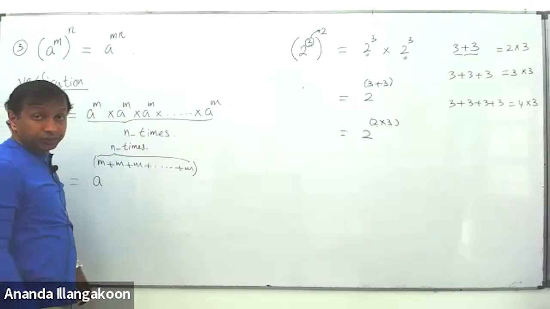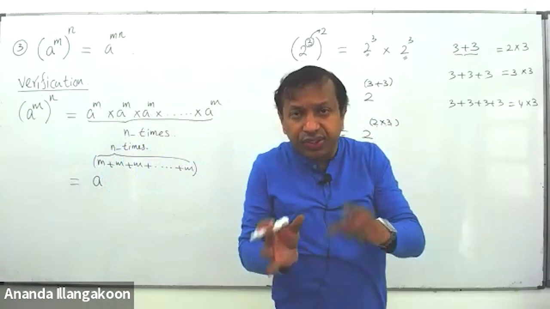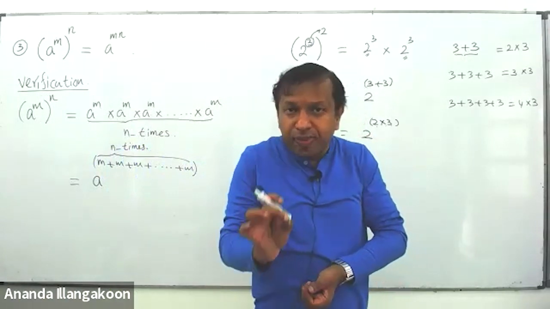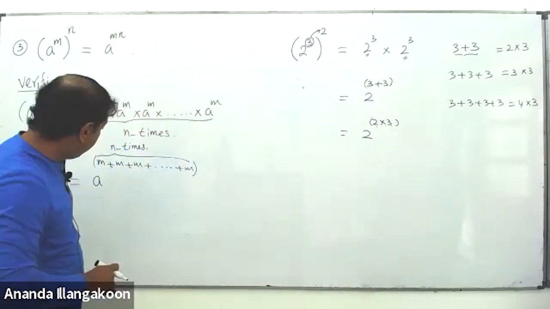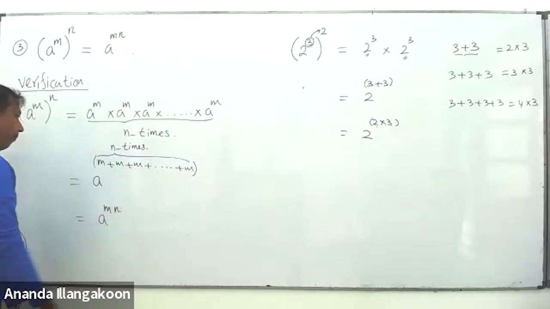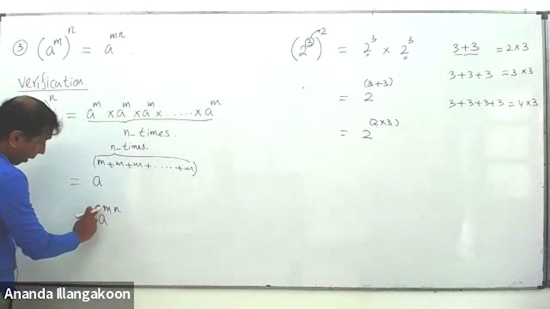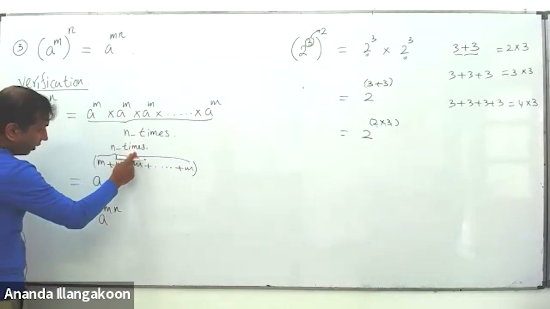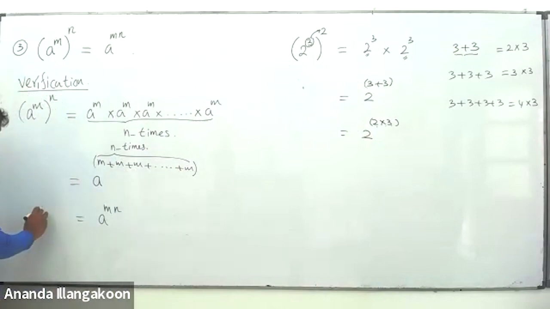When we add m n times, the answer can easily be obtained by multiplying m by n. That's a well known algebraic result, right? So therefore, this is a to the power mn. m repeats n times in the sum, so multiply this m by n. So this is how we verify that.